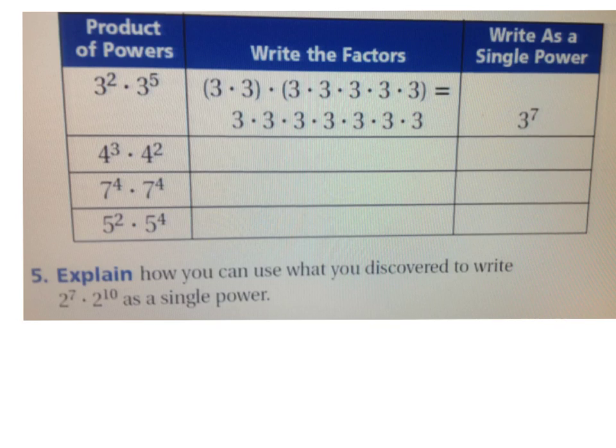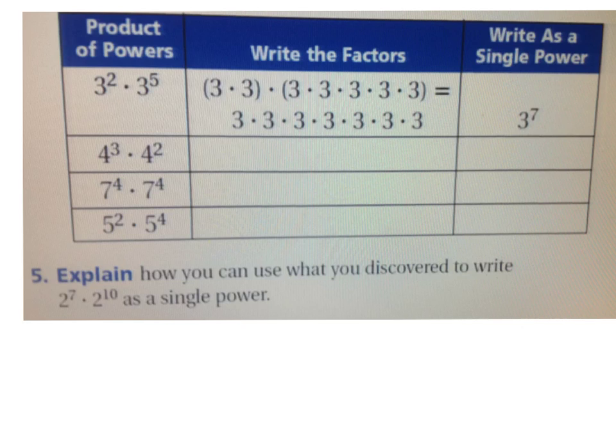In Chapter 4.3, you're going to be looking at how to work with some special properties of exponents. So we're going to start out by looking at some tables, seeing what you can observe so that you can discover these properties on your own without me having to tell them to you. So let's get started. In the first table, we've got a series of products of powers.